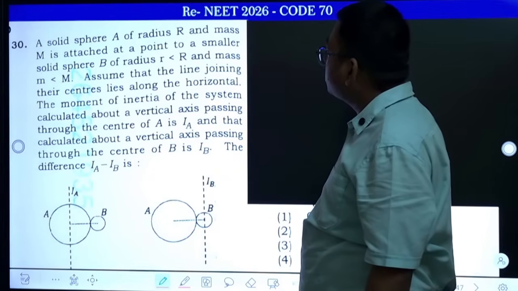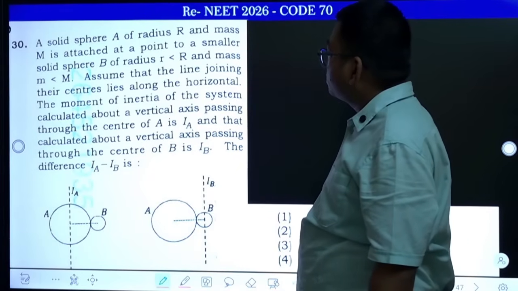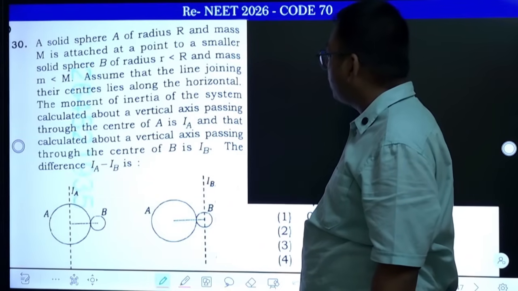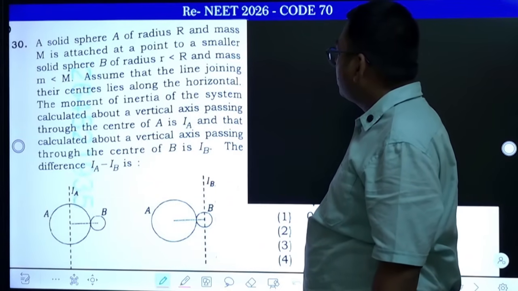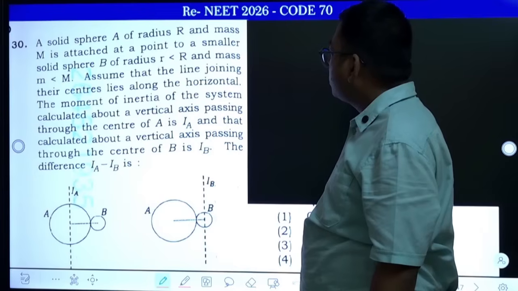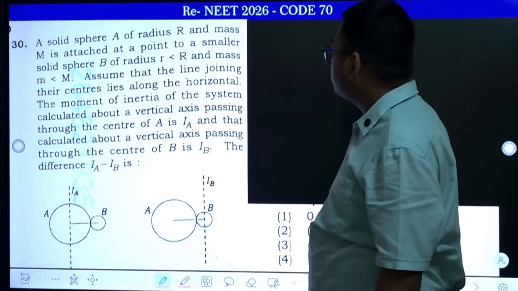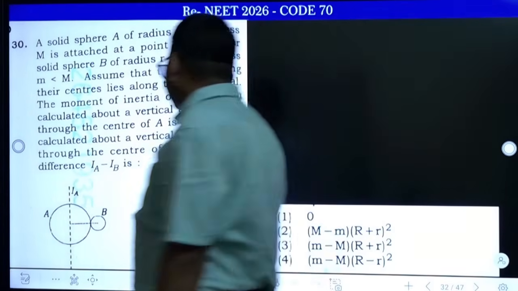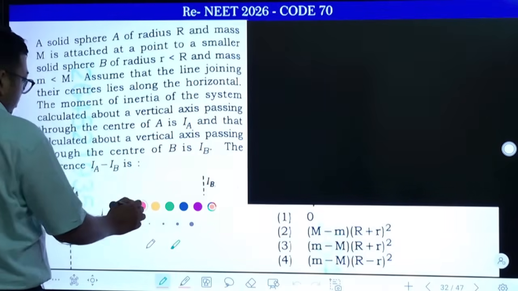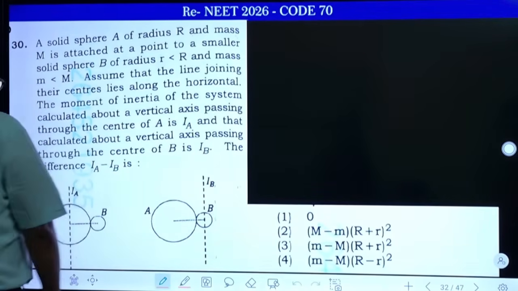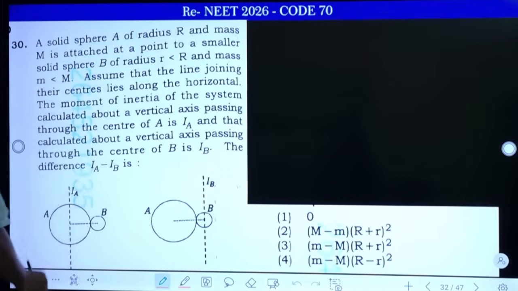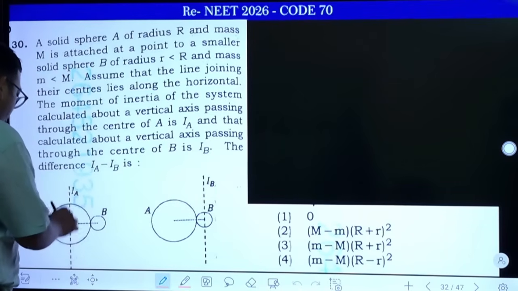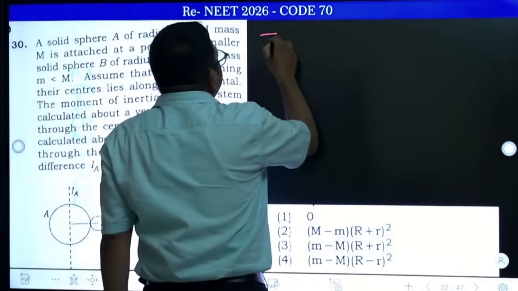Moment of inertia of the system is calculated about a vertical axis passing through A, and that calculated about a vertical axis passing through B is IB. They are asking for the difference, IA minus IB. So let us calculate IA first. About this axis, you need to calculate for the bigger one.